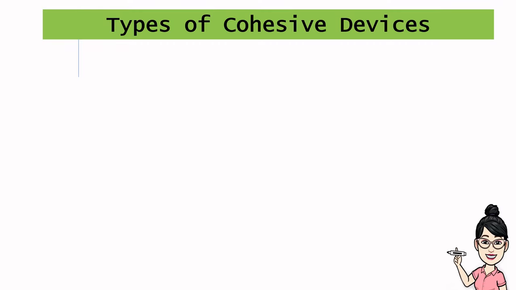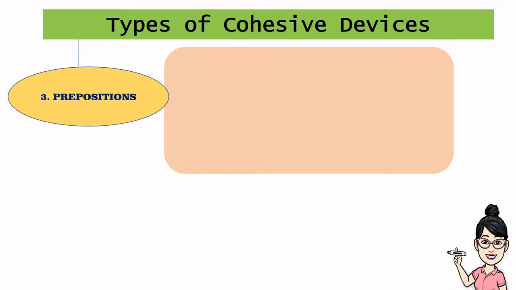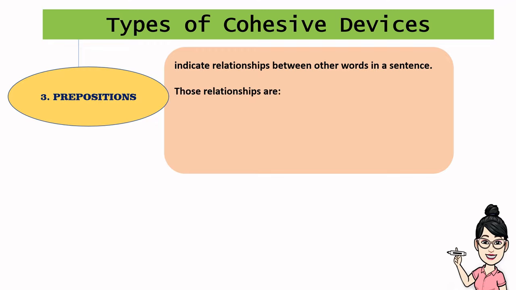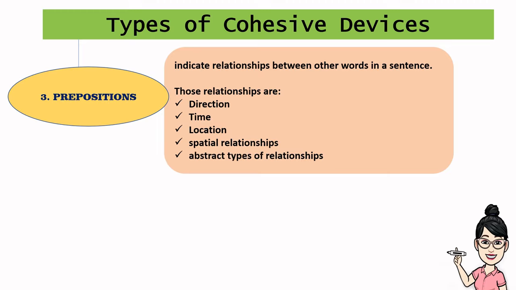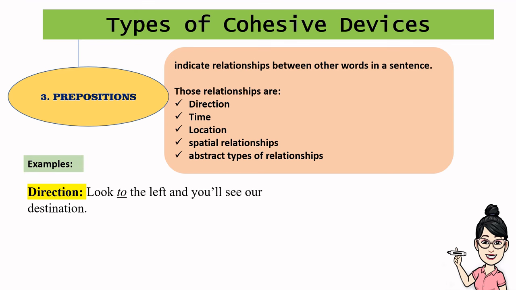Third type of cohesive devices, prepositions. Prepositions indicate relationships between other words in a sentence. Those relationships are direction, time, location, and spatial relationships, as well as other abstract types of relationships. Examples: direction. Look to the left and you'll see our destination. Time. We've been working since this morning.